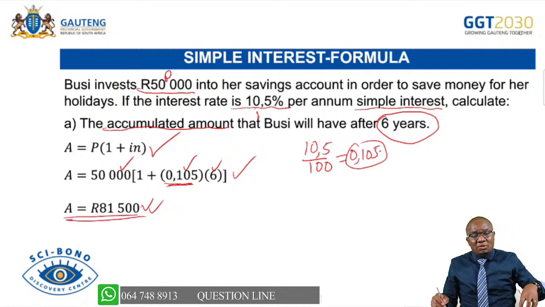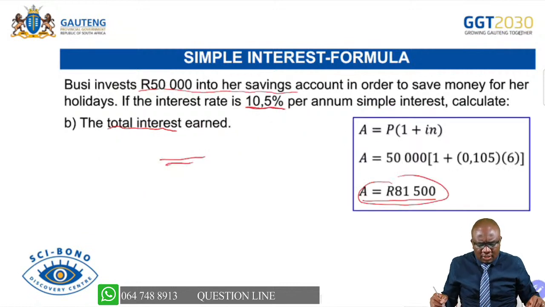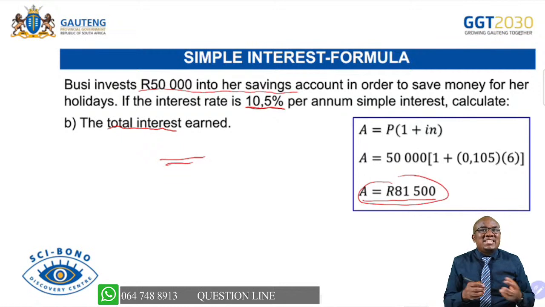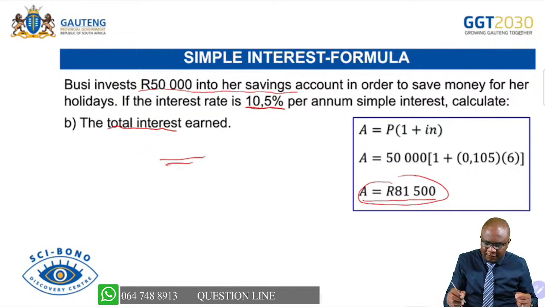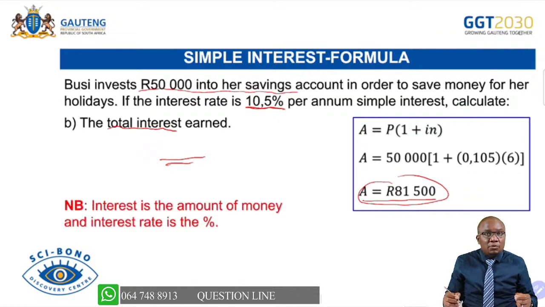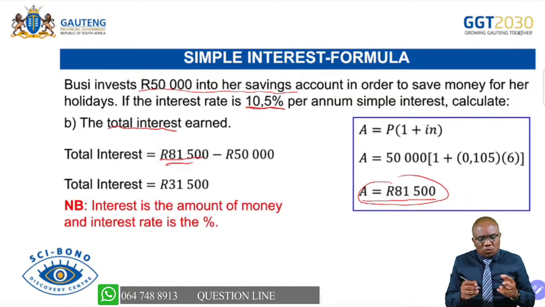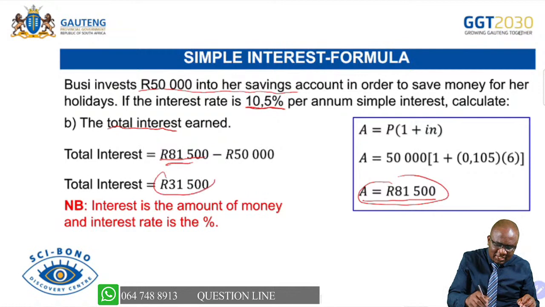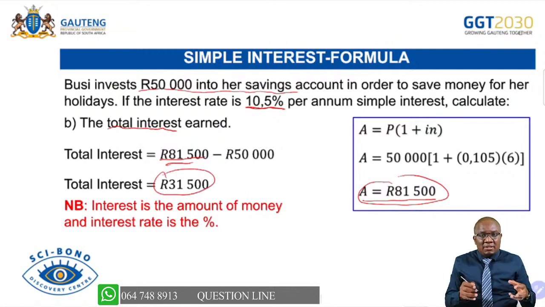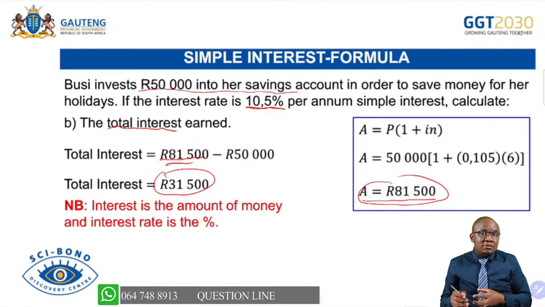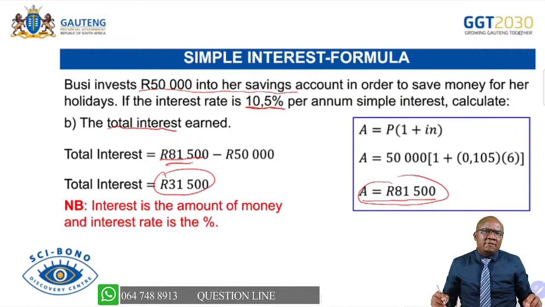81,500 is the money that was invested plus interest. You see that? And then now the question was interest earned. So from that 81,500, we remove the 50,000. And then what do we remain with? We remain with 31,500. So it means this is just the interest. If you say 31,500 plus the 50,000, you will get your 81,500 combined.